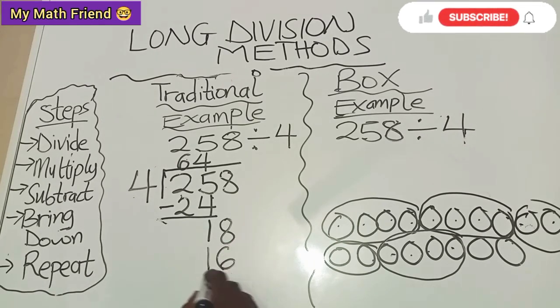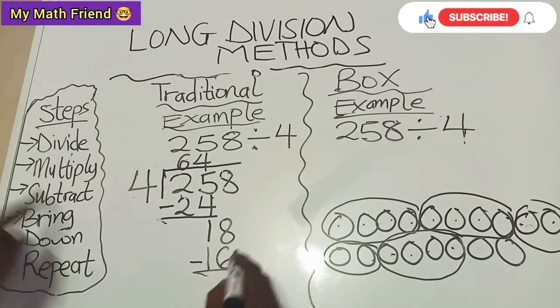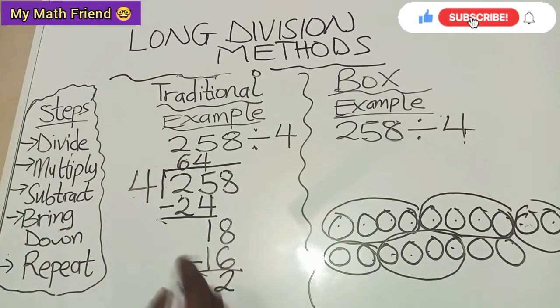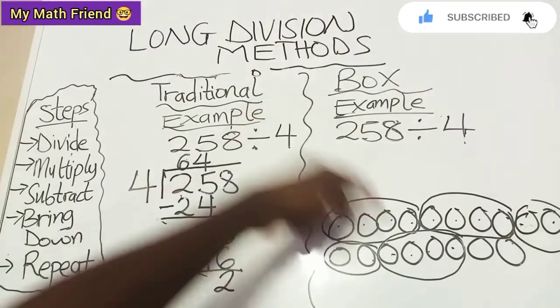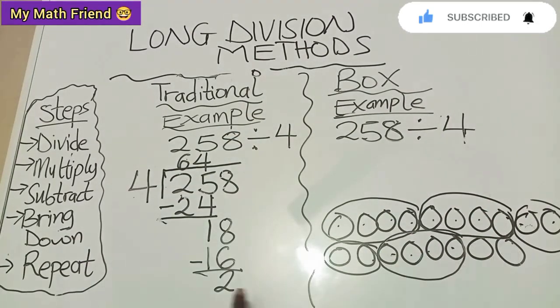16. Third step, you subtract. 8 minus 6 is what? 2. So you realize that over here, there were two more apples or pebbles or whatever it is remaining. That is what we have over here. Hope you got that. Very good.